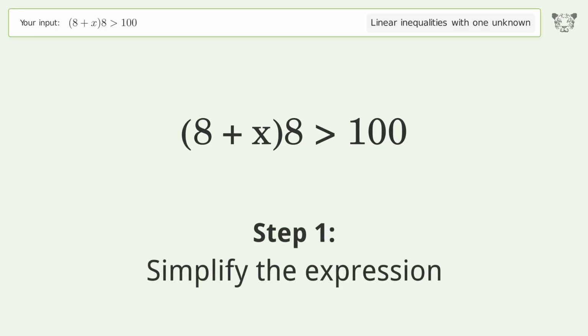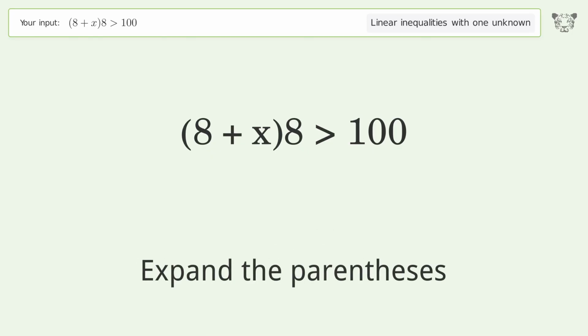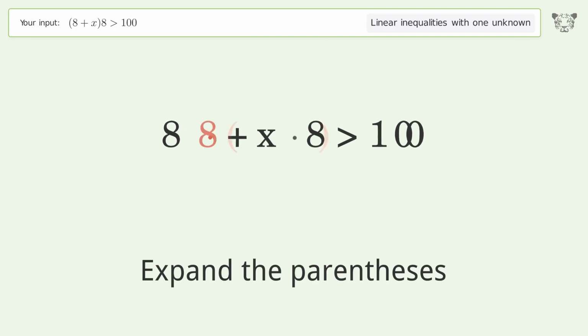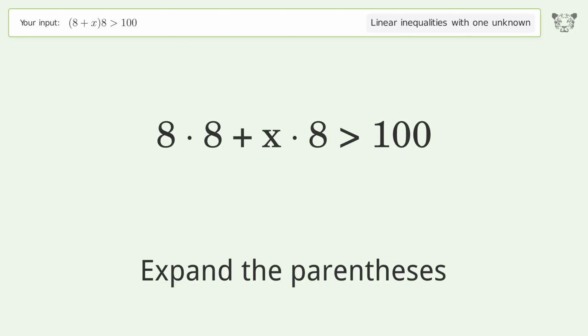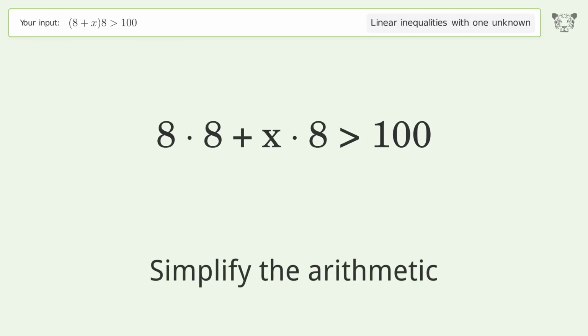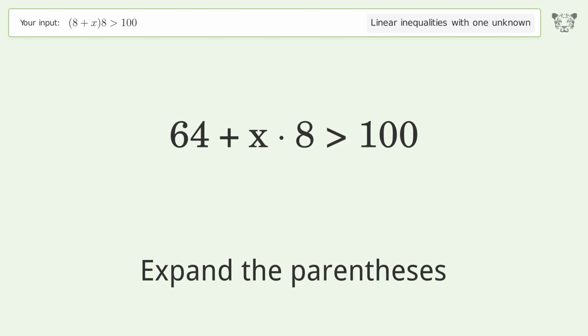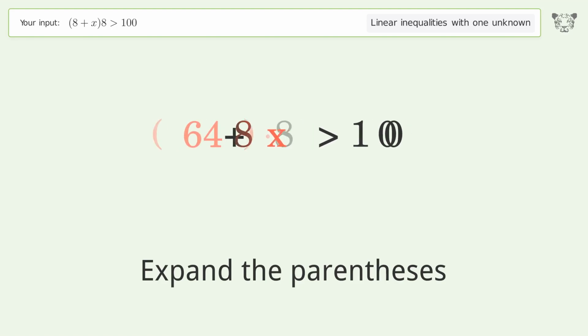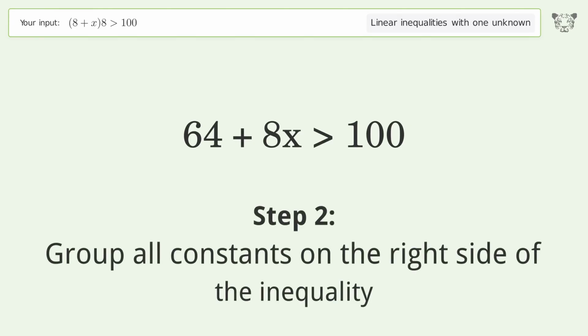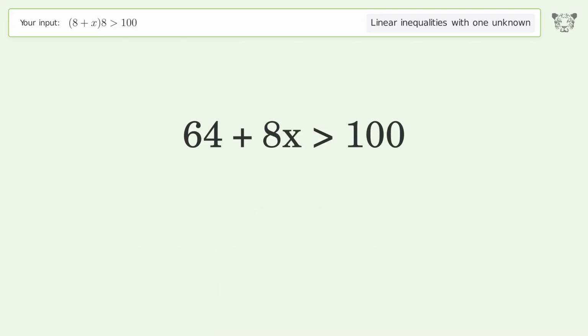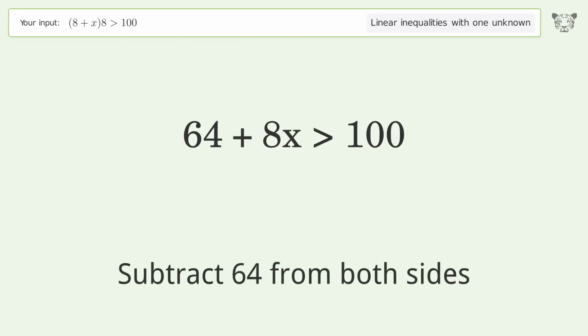Simplify the expression. Expand the parentheses. Simplify the arithmetic. Expand the parentheses. Group all constants on the right side of the inequality. Subtract 64 from both sides.